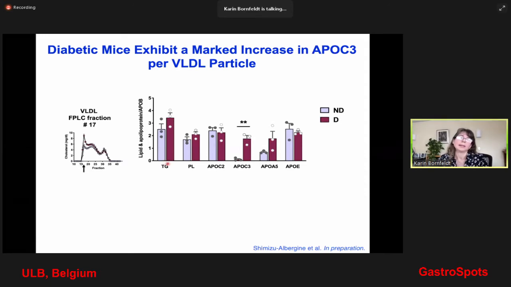So you can see here that triglycerides and phospholipids were slightly elevated in the diabetic VLDL, but not significantly so, and that there were no differences in ApoC2 and ApoA5, which are activators of lipoprotein lipase. But the main difference we see is a very dramatic increase in ApoC3 carried by VLDL.